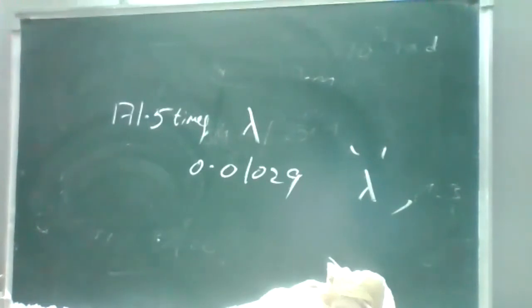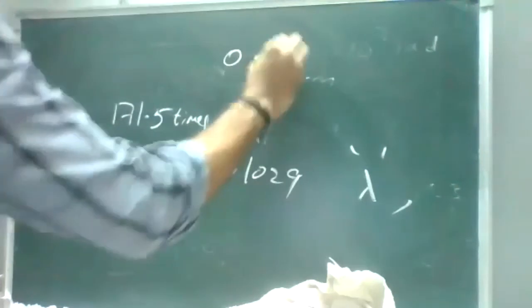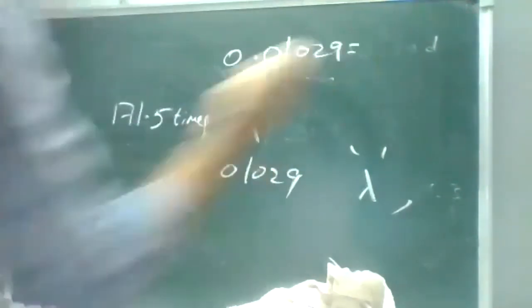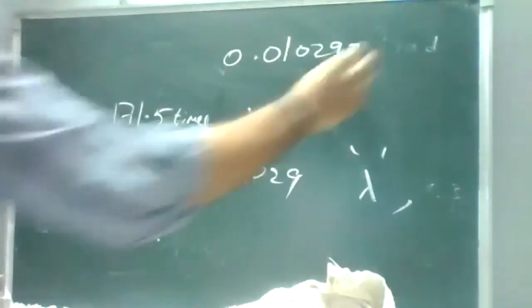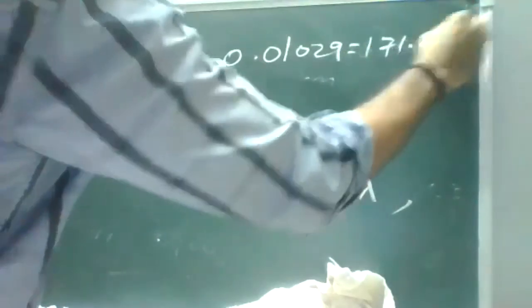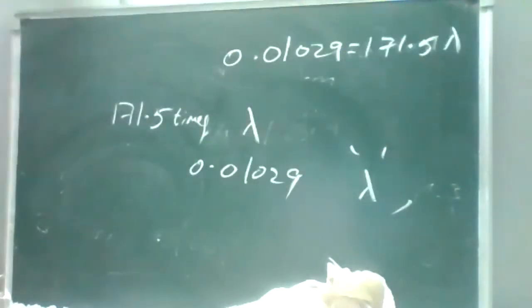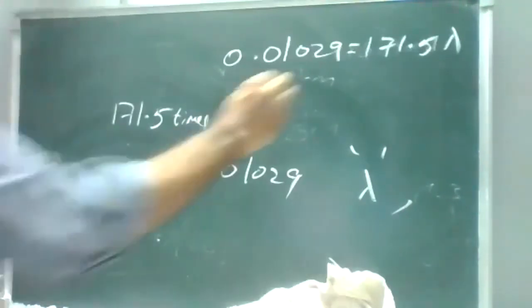So path difference and wavelength are directly proportional. So you can write path difference 0.01029 is equal to 171.5 times lambda. From this relation, we are going to find lambda. So try to find lambda from this.